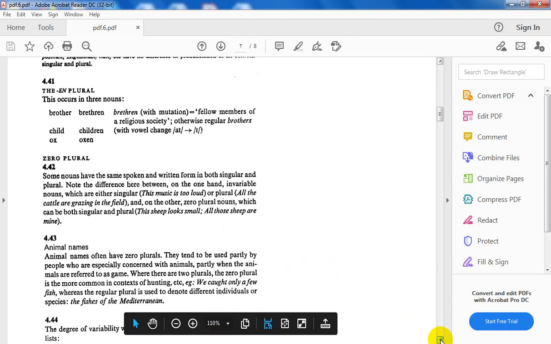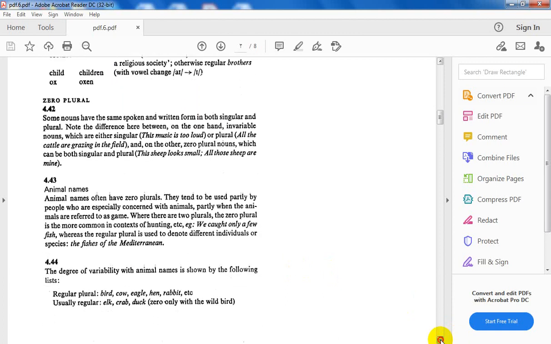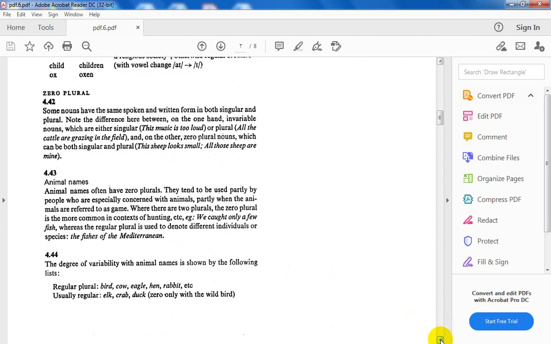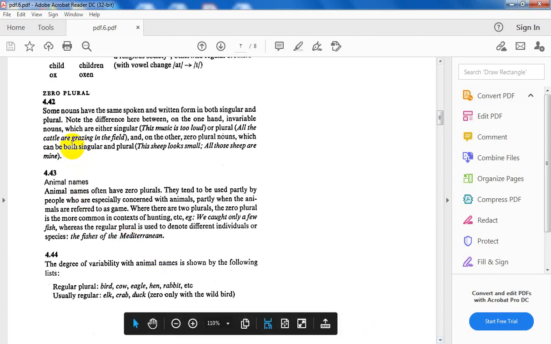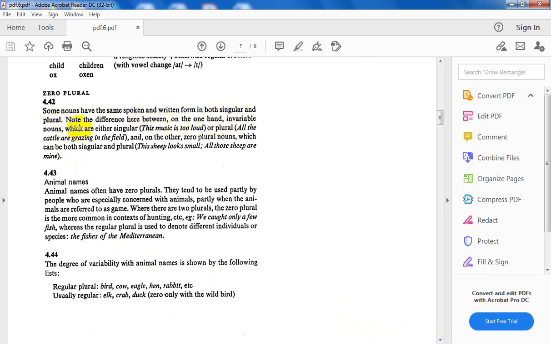I have the fourth one, zero plural, in which the same form can be used in the singular and plural, according to the context. Please pay more attention to this. Some nouns have the same spoken and written form in both singular and plural. Note the difference here between, on the one hand, invariable nouns, which are either singular invariable, like this music is too loud. This music is not a count noun, it is abstract. Again, it is invariable, in which there is no change, and it is singular.